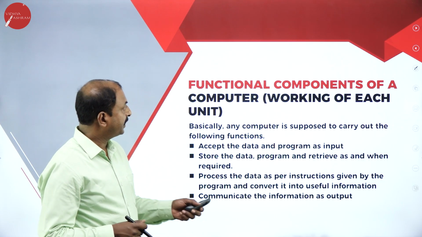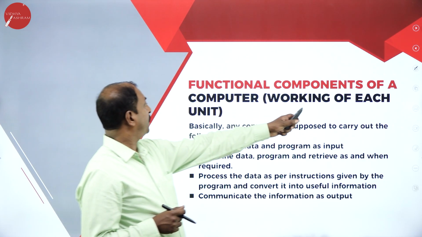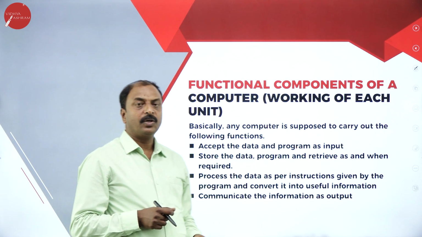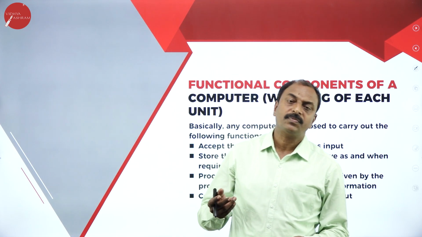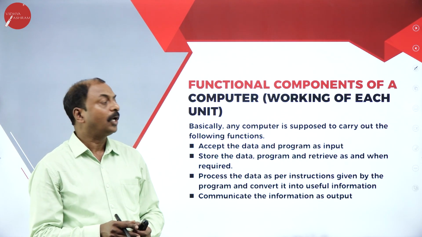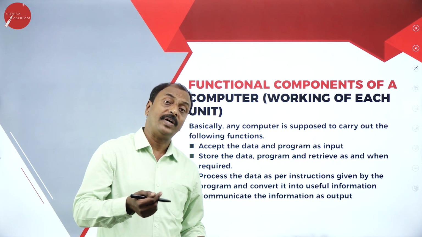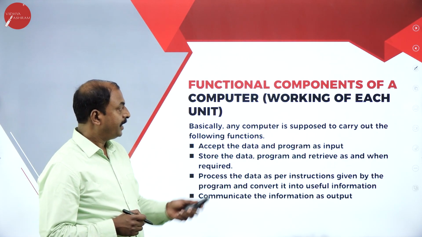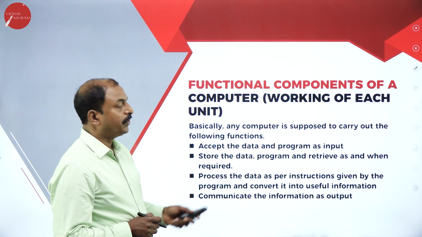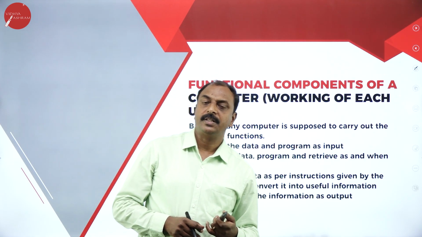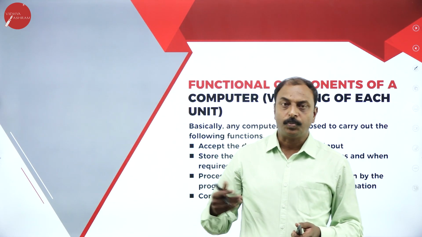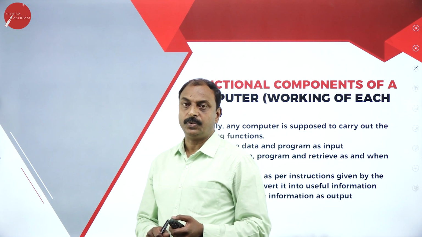Now let us move on to the next slide: functional components of a computer, or the working of each unit. Here we are going to learn what the different parts of a computer are, what the functions of the individual parts are, and how a computer functions. Basically any computer is supposed to carry out the following functions. A computer system has three parts: one is the input unit, one is the output unit, and one more is the CPU.